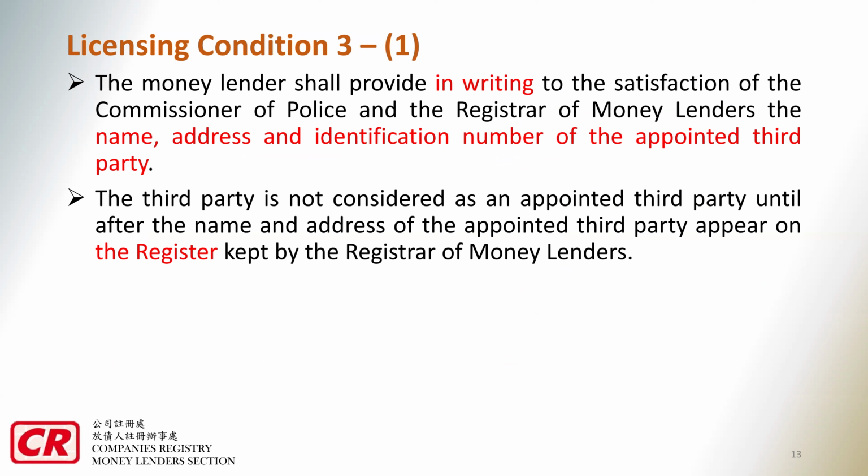And according to Licensing Condition number 3, the moneylender shall provide in writing to the satisfaction of the Commissioner of Police and the Registrar of Moneylenders the name, address, and identification number of the appointed third party. The third party is not considered as an appointed third party until after the name and address of the appointed third party appear on the register kept by the Registrar of Moneylenders.